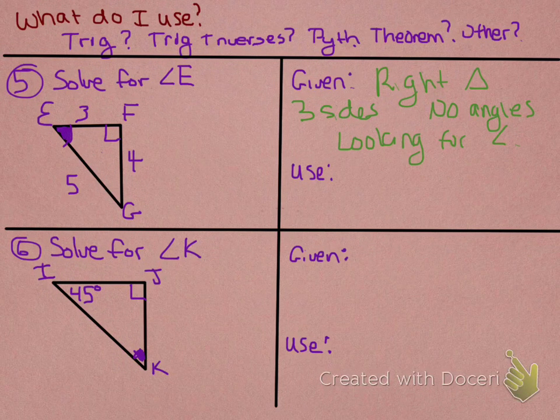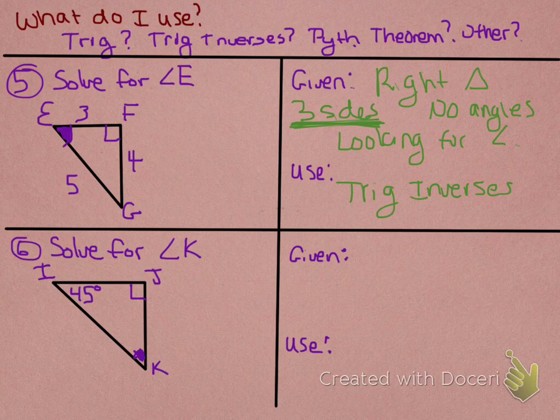That means that we must use our trig inverses because we were given at least two sides. In this case, we were actually given three. So if we're looking for one of our acute angles, we use the trig inverses.